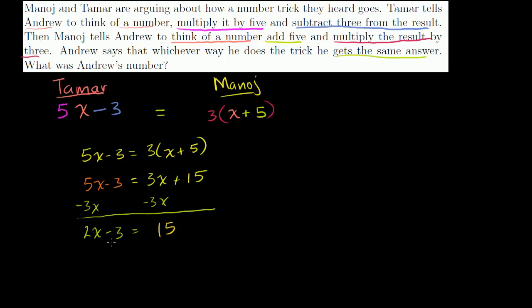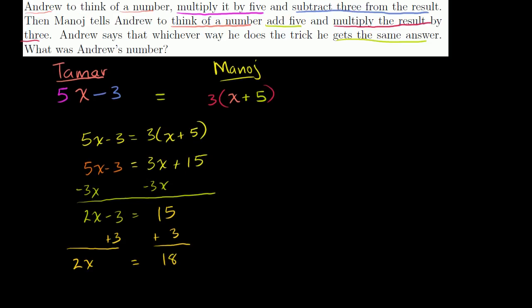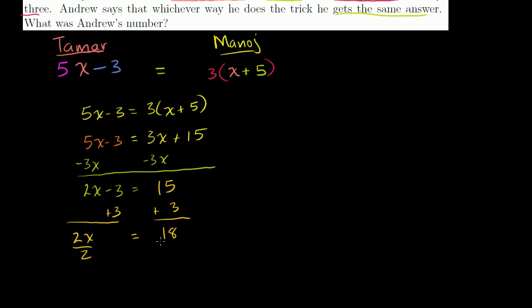Now we want to get rid of this negative 3 on the left-hand side. And the best way to do it is to add 3 to both sides of the equation. So what do you get? You now get 2x, and these cancel out, is equal to 18. And then you divide both sides by 2. And you get x is equal to 18 over 2, or 9. So in either situation, Andrew was thinking of the number 9.